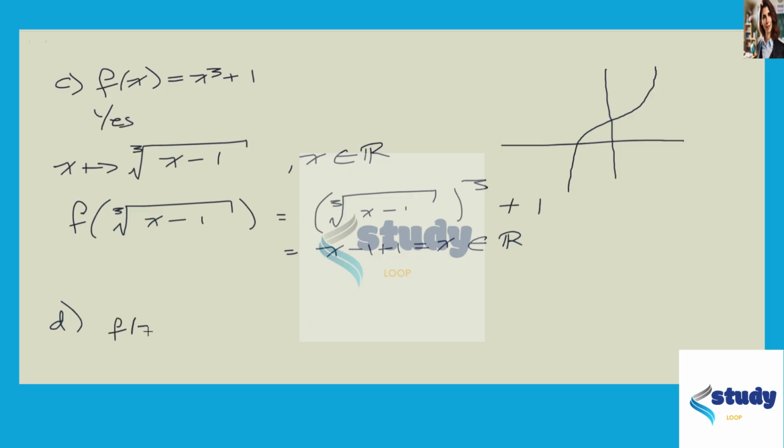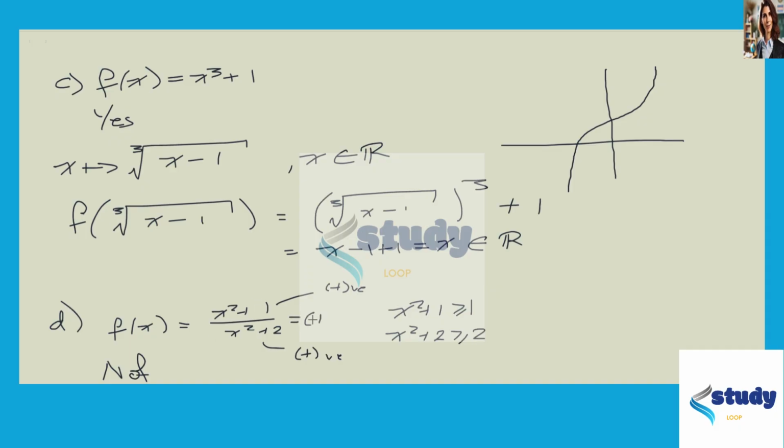Now d, f of x is equal to (x squared plus 1) over (x squared plus 2). So this is not a bijection. The reason why: x squared plus 1 is greater than or equal to 1, and x squared plus 2 is going to be greater than or equal to 2. So what this means is that our top number is always going to be positive, and our bottom number is also going to be positive. So a positive number divided by a positive number is always going to be positive, meaning the whole thing is greater than or equal to 0.